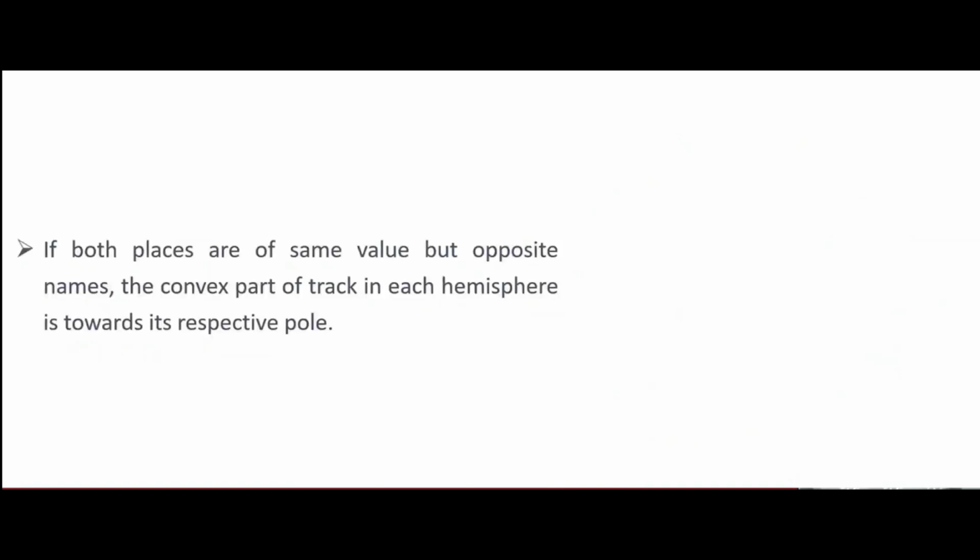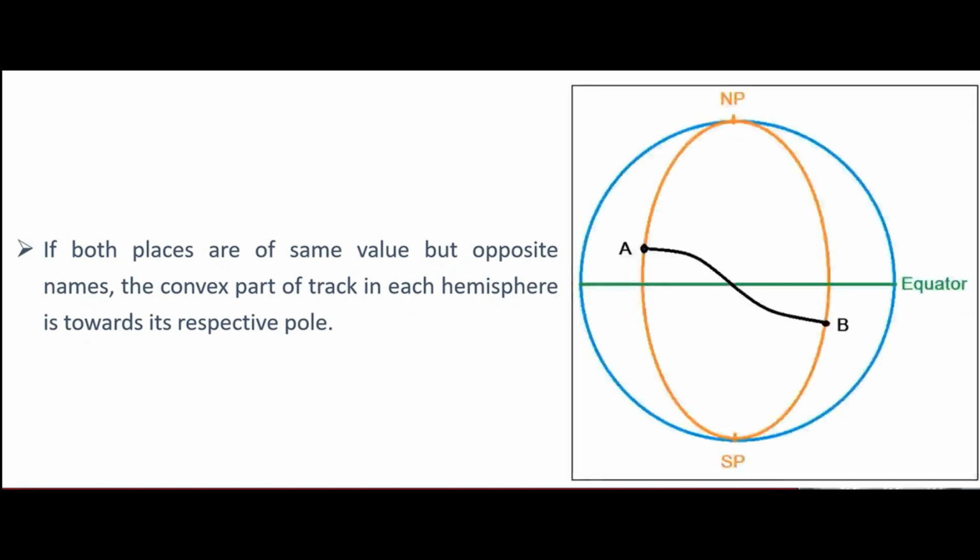Now, there can be a situation in which both the places lie in opposite hemispheres, but both positions have the same latitude. In that case, the great circle track shall be somewhat like this. In their respective hemispheres, the track in the northern hemisphere will have its convex part towards the North Pole. The track in the southern hemisphere shall have its convex part towards the southern pole. And in this case, both A and B are equal in value, but opposite in names. So the great circle track between A and B shall be somewhat like this, what you're seeing in the diagram.